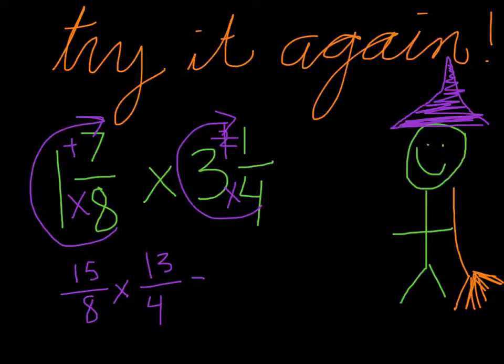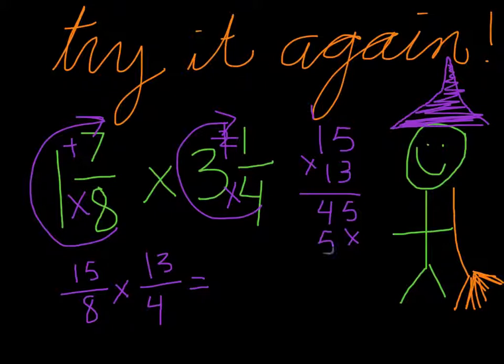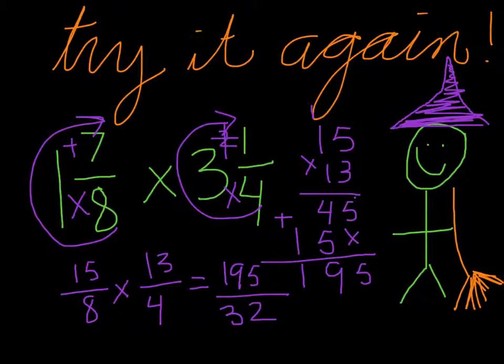This gets interesting, doesn't it? So 15 times 13, 3 times 5 is 15, regroup the 1, 3 times 1 is 3, plus 1 is 4, placeholder, 1 times 5 is 5, and 1 times 1 is 1. 5 plus the placeholder of 0 is 5. Okay, so I have 195 over 32.